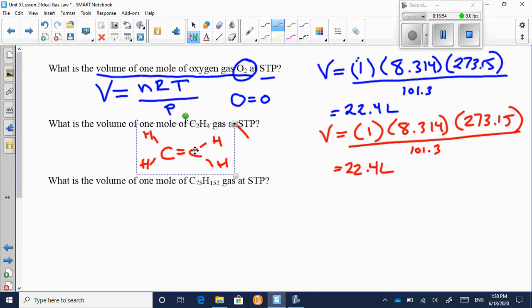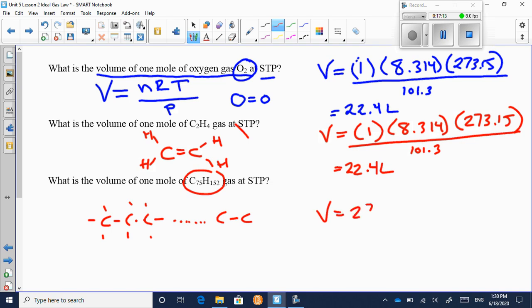Well, what if it was this huge molecule? What if it was like 75 carbons? Like, oh my goodness, it's like this huge, it goes on, 75 carbons plus 152 hydrogens. It's got all these hydrogens coming off of it. Guess what? Its volume is 22.4 liters. The size of the molecule doesn't impact the volume.